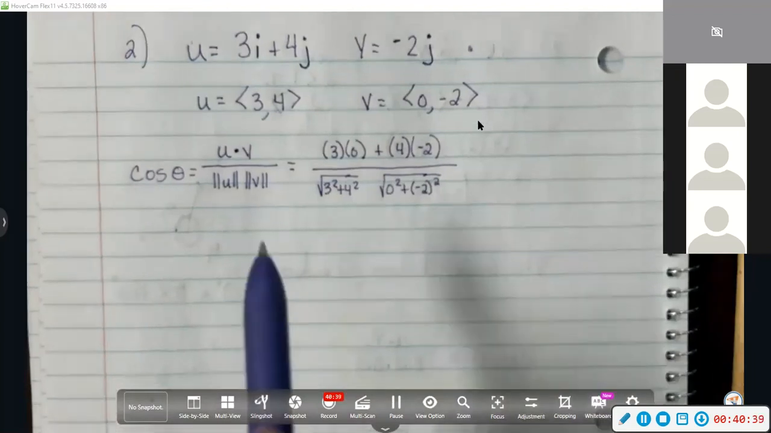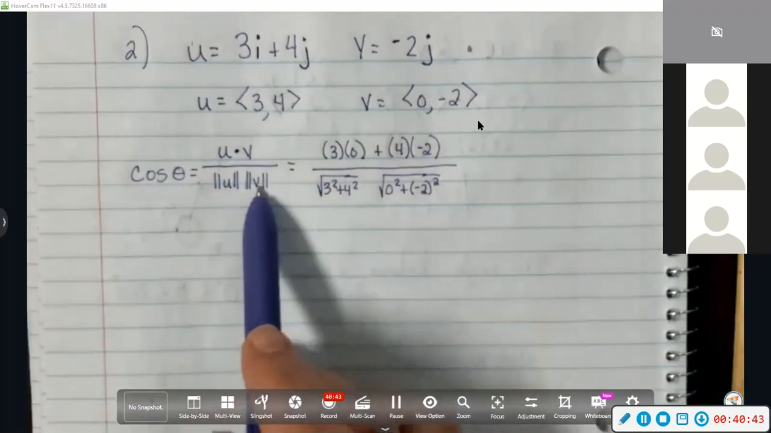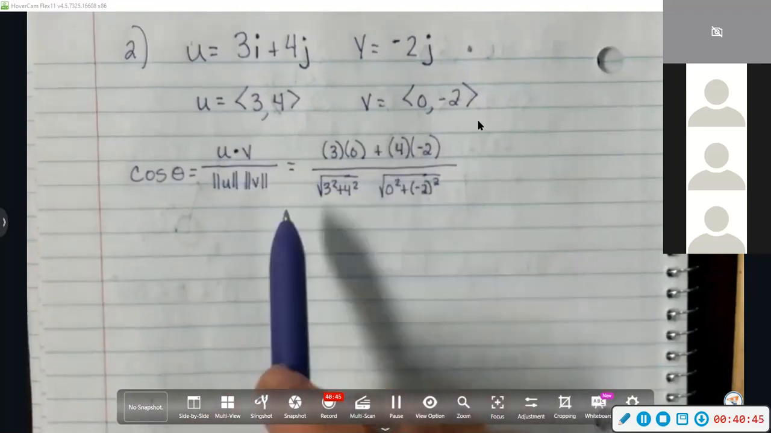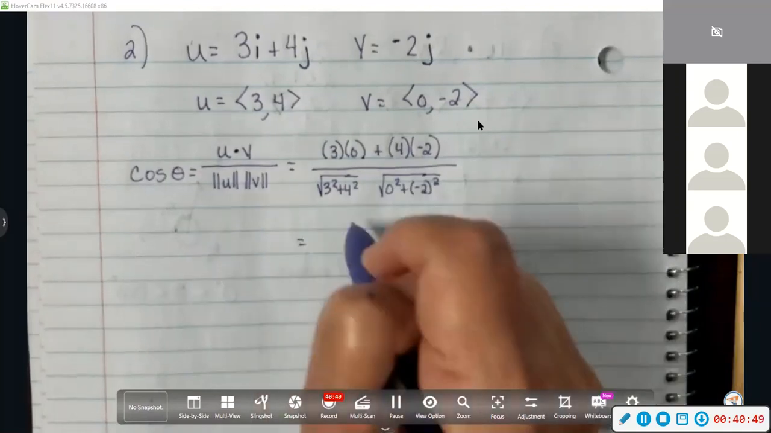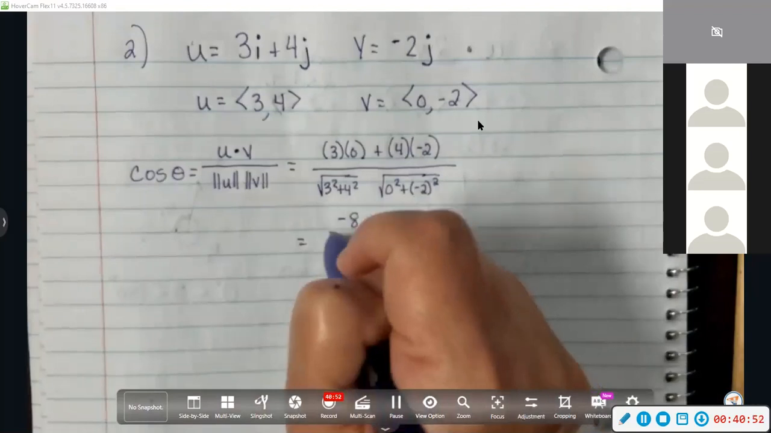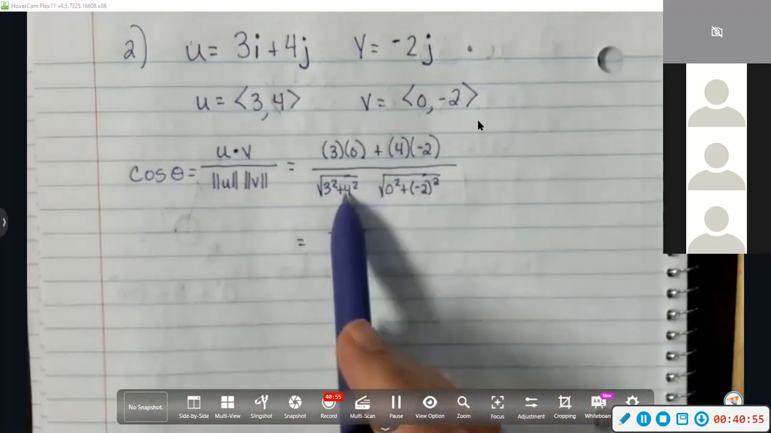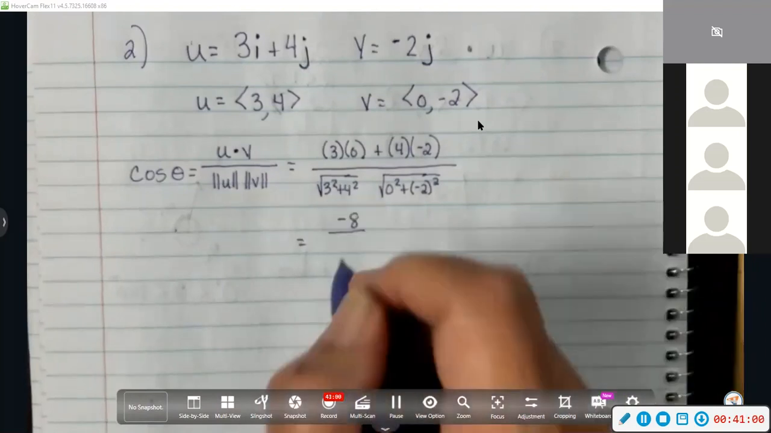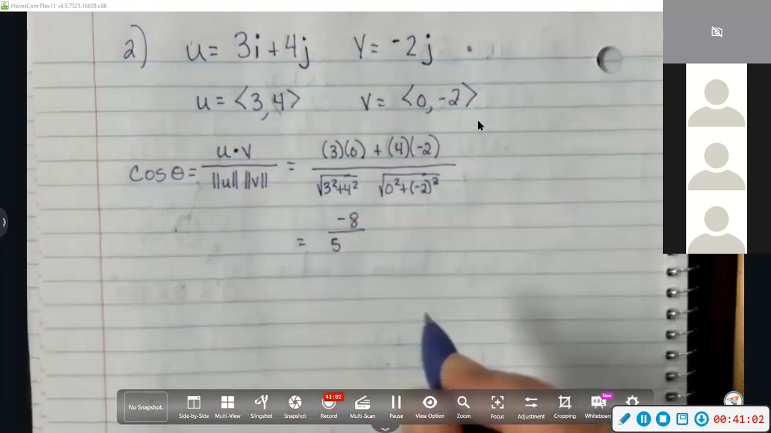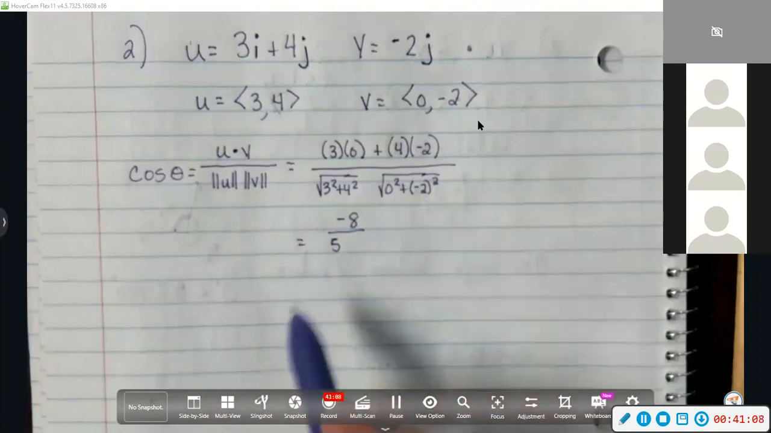All right, so if you substitute in for u dot v and the magnitude of u times the magnitude of v, you would be here. Then you're going to do some arithmetic and you're going to get -8 on your numerator. Your denominator, you're going to have 3 squared is 9 plus 4 squared is 16. 9 plus 16 is 25, and the square root of 25 is just 5. Remember again, when you square a negative, it's positive. So this is the square root of 4. The square root of 4 is 2.